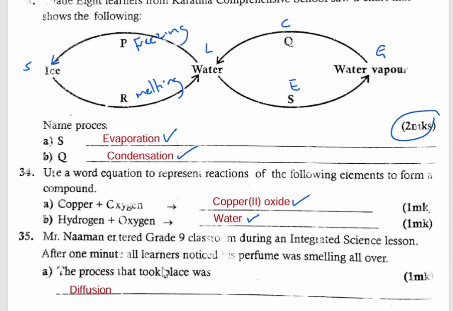It's not clear, but I'm going to read. Mr. Naman entered grade 9 classroom during an integrated science lesson. After 1 minute, all learners noticed this perfume was smelling all over. The process that took place was diffusion. Now that diffusion is the movement of particles from a region of high concentration to a region of lower concentration.